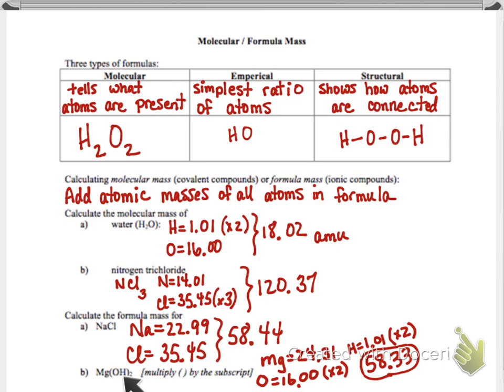If there's a polyatomic ion, everything that's inside the parentheses gets multiplied by the subscript. In this case, there's 2 oxygens and 2 hydrogens because of this 2 here. So magnesium hydroxide has 1 magnesium, 24.31, 2 oxygens, 16 times 2, 2 hydrogens, 1.01 times 2. Add them all together and you get 58.33.